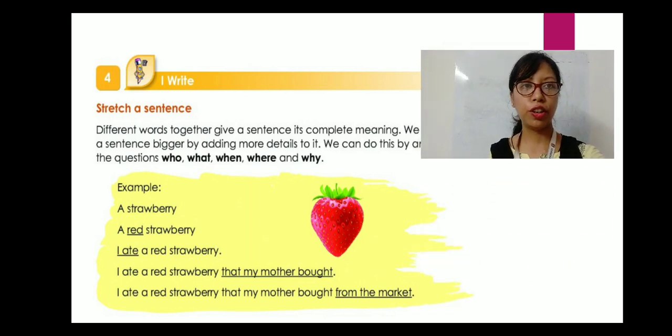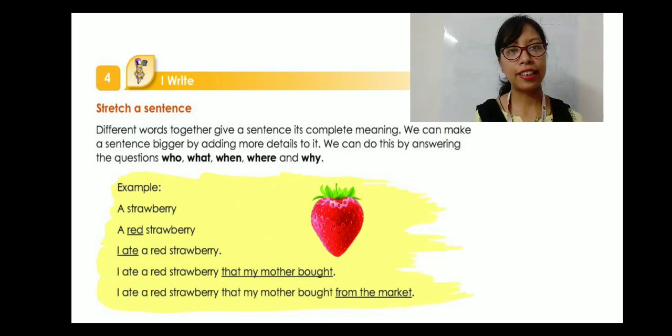Now let's move towards your book part. Stretch a sentence. Different words together give a sentence its complete meaning. So when all the words are put together in an orderly way, it gives us a meaningful sentence, right? We can make a sentence bigger by adding more details to it. We can do this by answering the questions who, what, when, where and why. By answering these WH questions, we can add details, or stretch the sentence, or make the sentence lengthy as we wish.